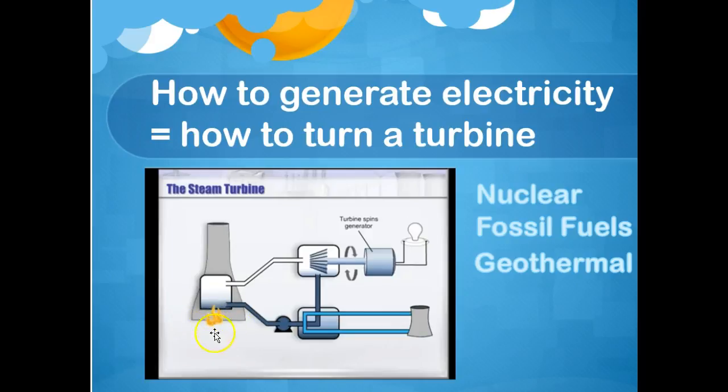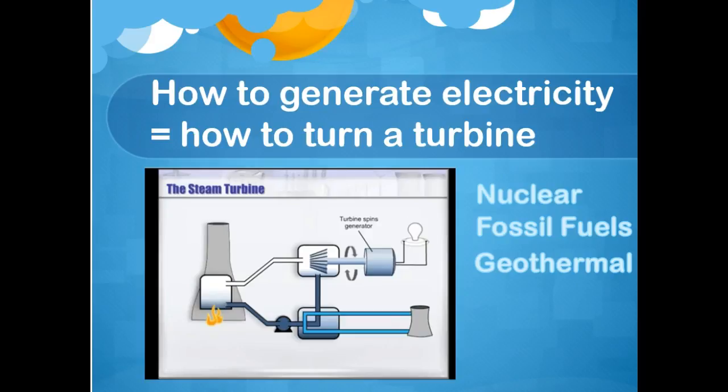And you can use heat. So if you can boil water, the boiling water, the steam will turn the turbine. So absolutely any fuel that we can use to boil water, we can use to generate electricity. So this is what's used the most. We can use nuclear reactions, and we do. We use fossil fuels, and we can use geothermal energy.